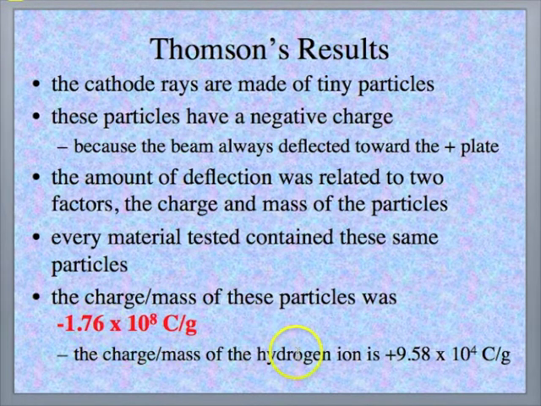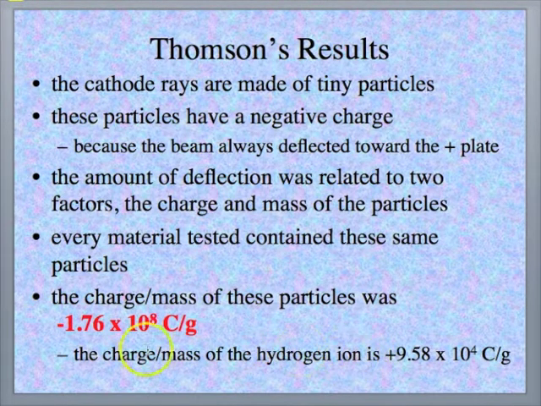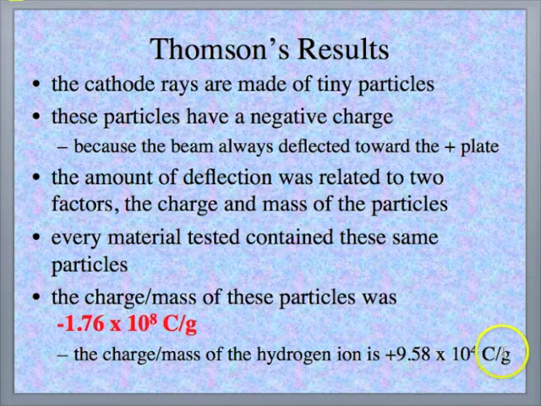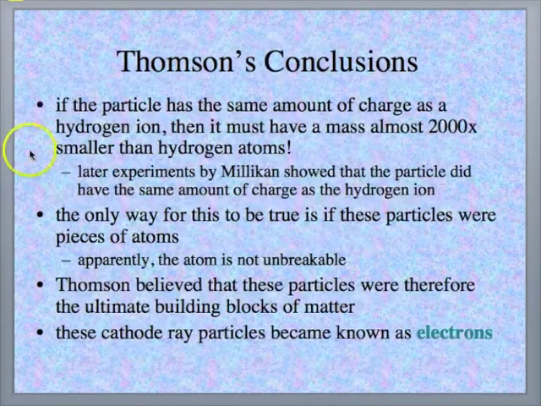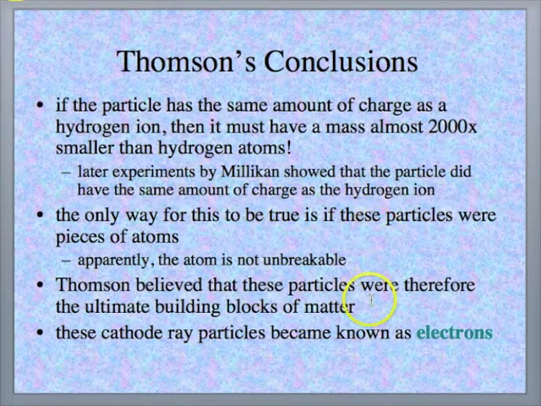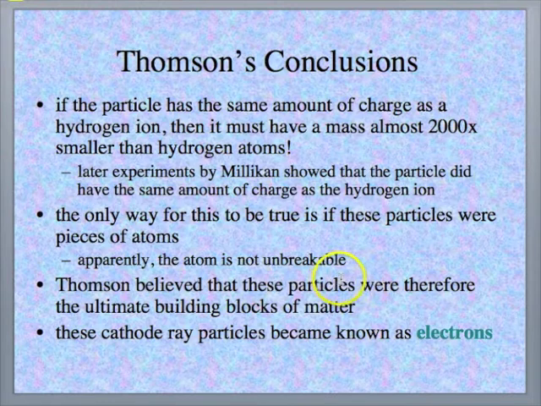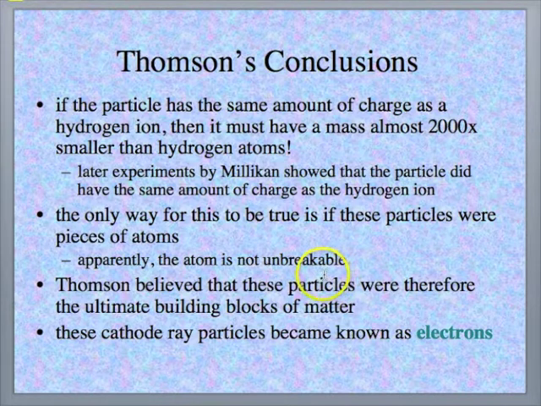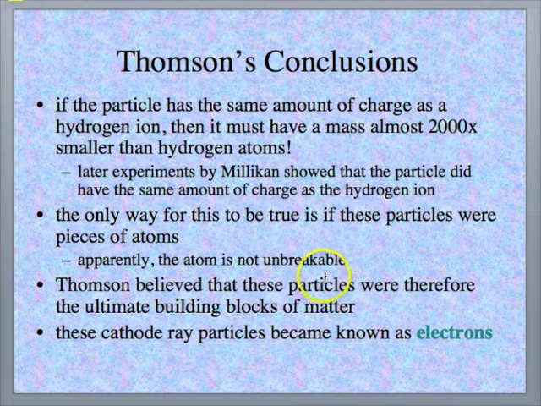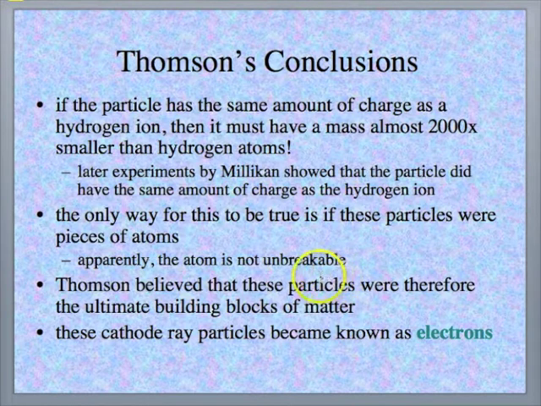Now if you take a hydrogen atom and strip it of its electron, it becomes a hydrogen ion. And if you do a similar experiment with it, you can find its charge to mass ratio to be positive 9.58 times 10 to the 4 coulombs per gram. So Thomson concluded that if the particle has the same amount of charge as a hydrogen ion, then it has to have a mass almost 2,000 times smaller than hydrogen atoms. That the mass of these subatomic particles is very, very small.